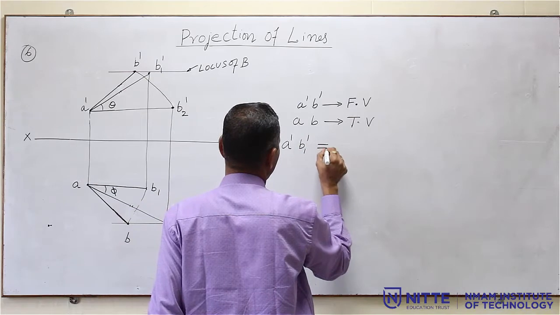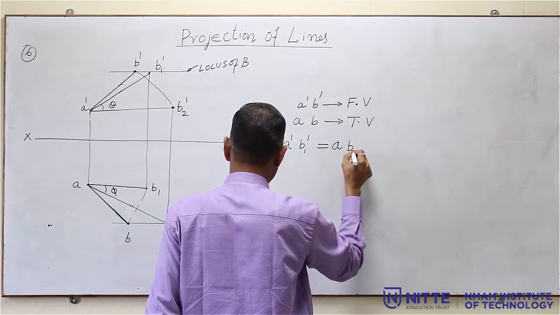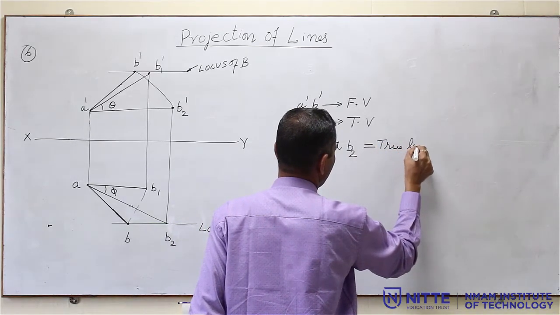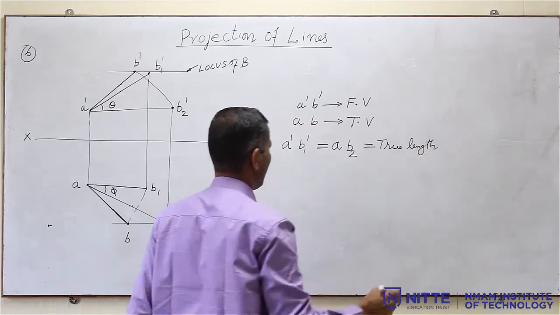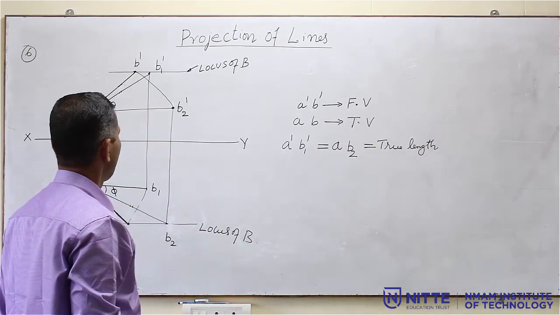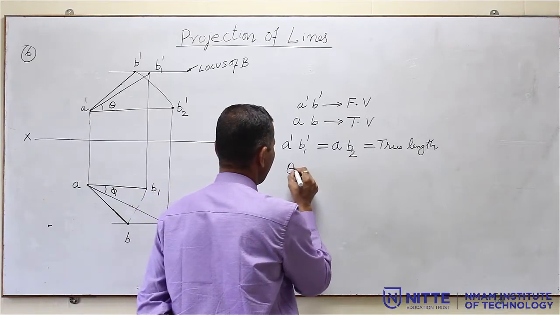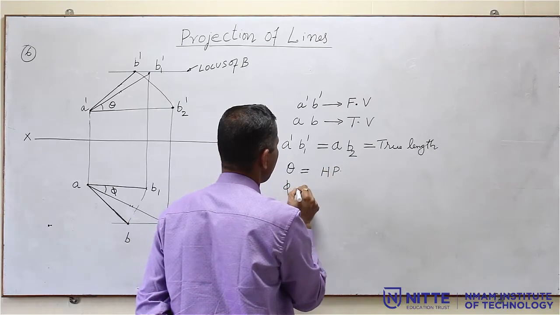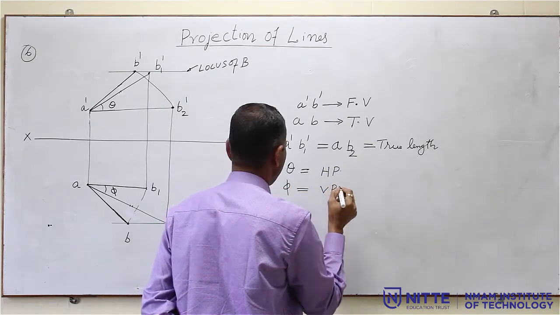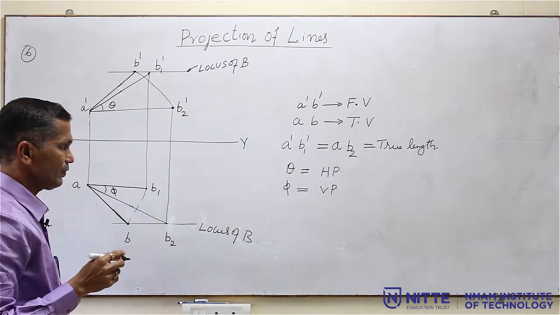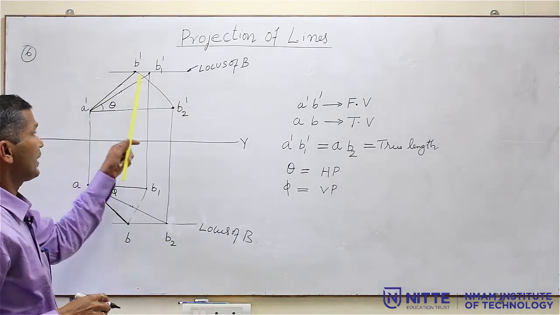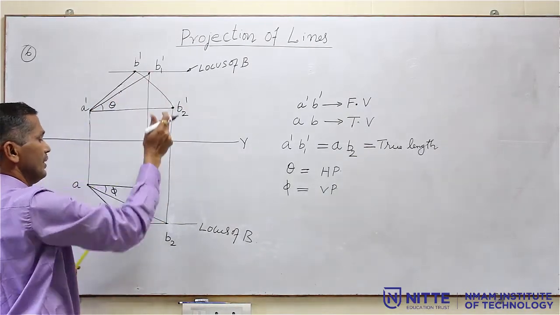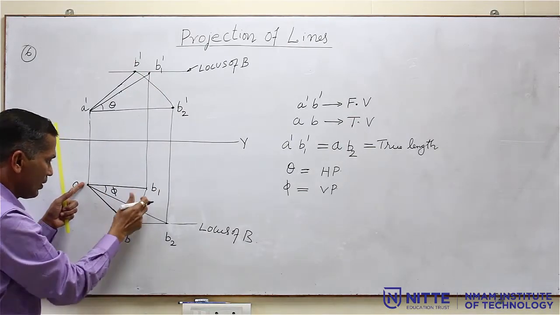This is the true length, that is equal to AB2, that is equal to the true length. That will be given in the problem, how much the true length is. What is theta? Inclination with respect to HP. What is phi? Inclination with respect to VP. Now, how this diagram and the relations are obtained: arrow in this direction, the arc. So here also A as center, like this.